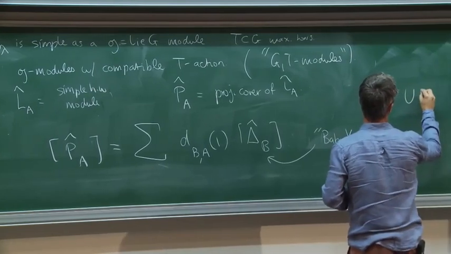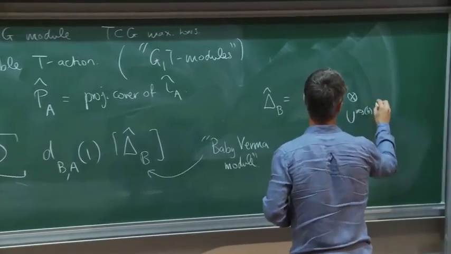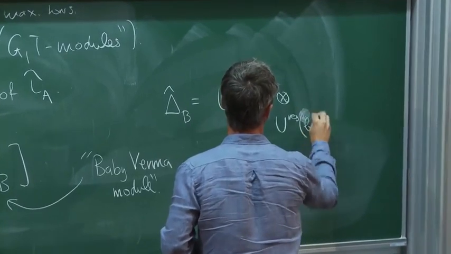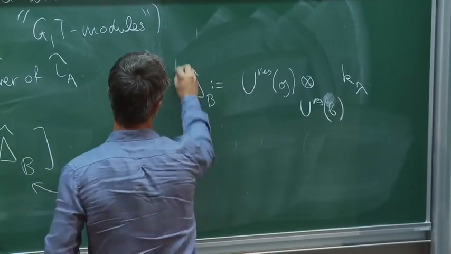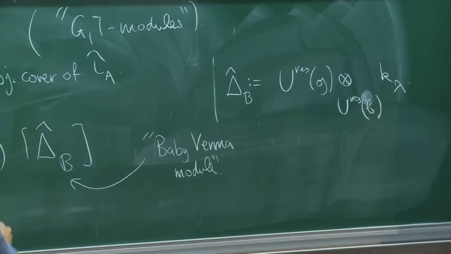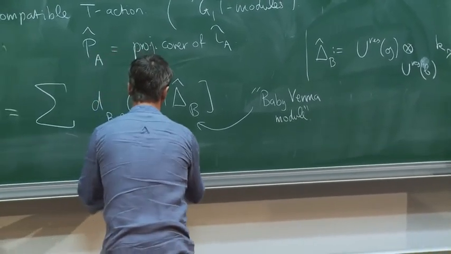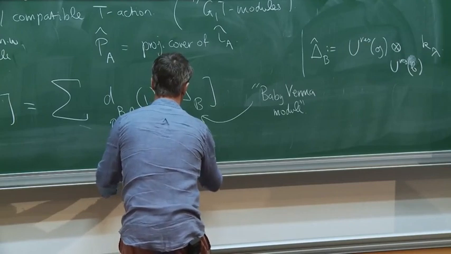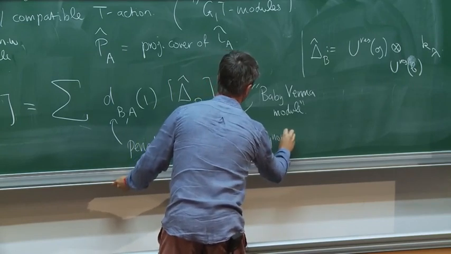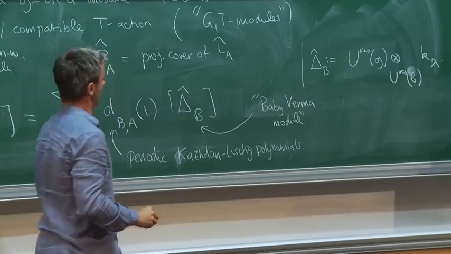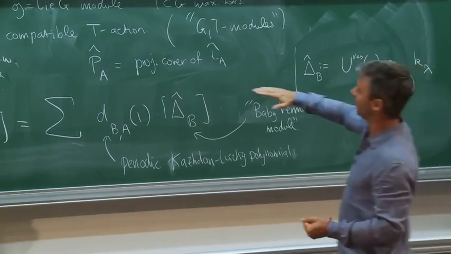So delta B hat is the restricted Lie algebra of G, the restricted Lie algebra of B. So this is a finite dimensional kind of standard module. And these are periodic Cartesian polynomials, again evaluated at one.